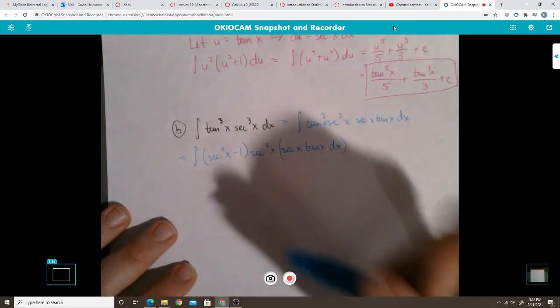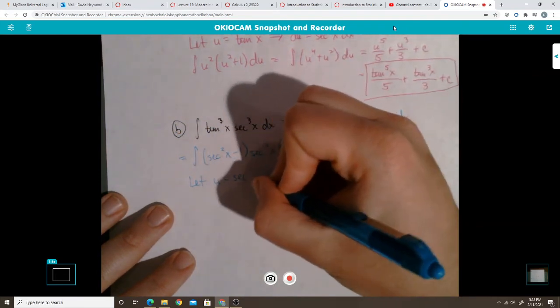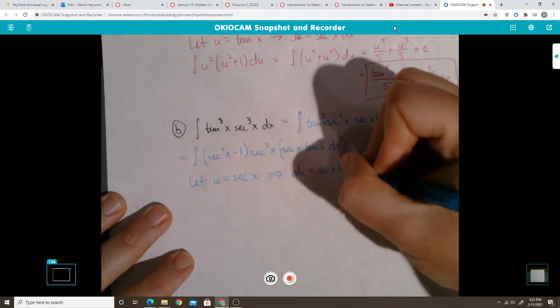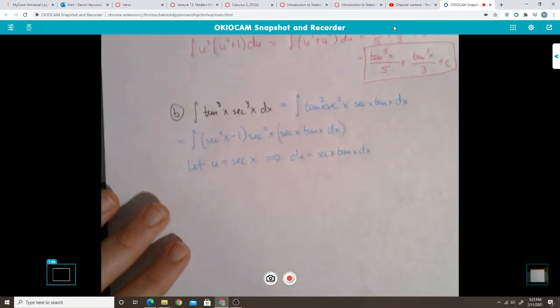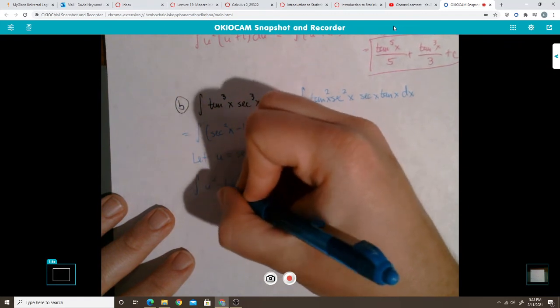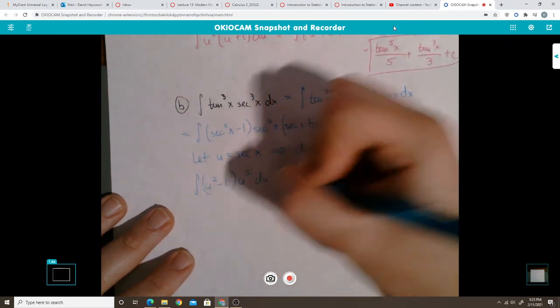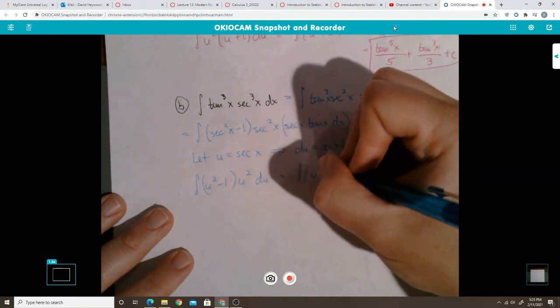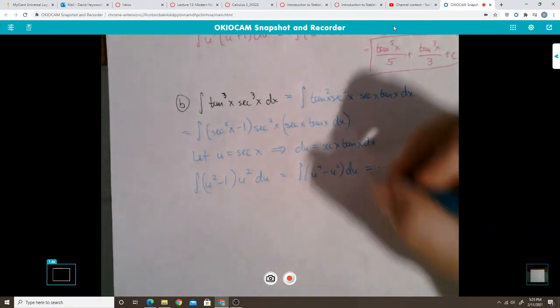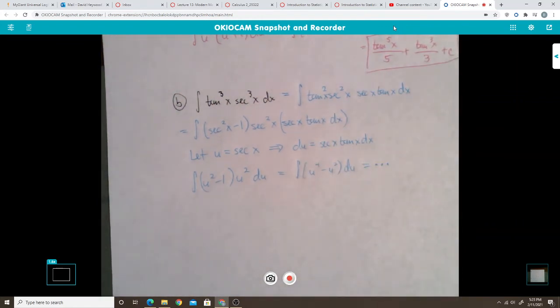Because now we can let u be secant squared x. Not secant squared, sorry, just secant x. Let u be secant x. Then du is secant x tangent x dx. Right, there it is. And so we get the integral of u squared minus 1 times u squared du. That's just u to the fourth minus u squared du. And the rest is history. Okay. All right. So very nice. One more.